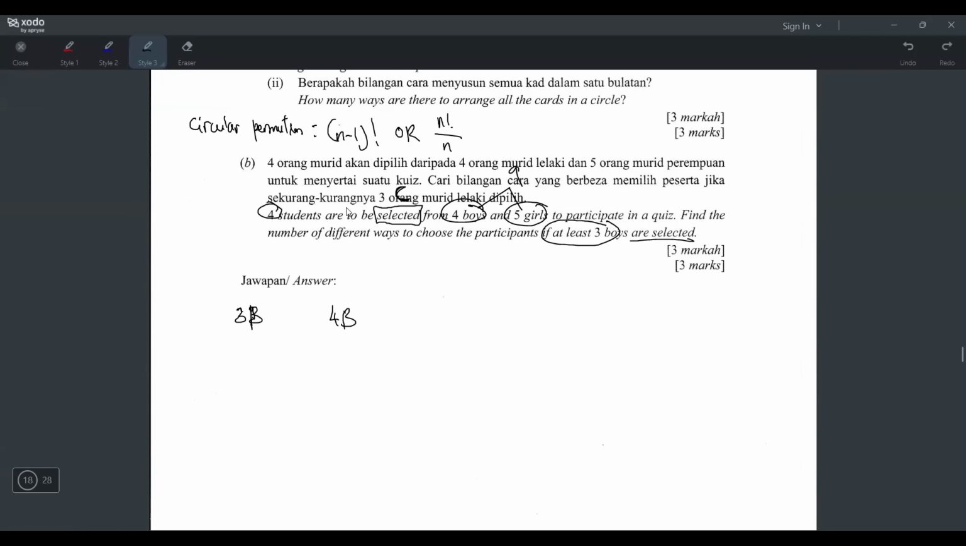So maximum you can go until 4 boys only. If you have 3 boys, to make up 4 people you have to add 1 girl here. And if you have 4 boys, you will go 0 girls here because all 4 will be boys already. Now we find the number of ways. 4 boys choosing 3 boys, 4C3, and then 5 girls choose 1 girl, 5C1, and between them is times. Then here same, 4 boys choose 4 boys is 4C4, 5 girls choose 0, 5C0, and then times. In the middle will be plus.